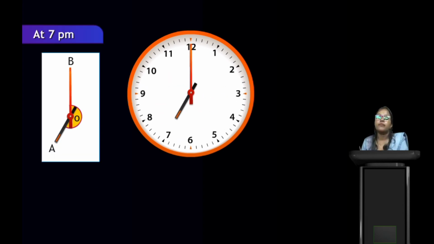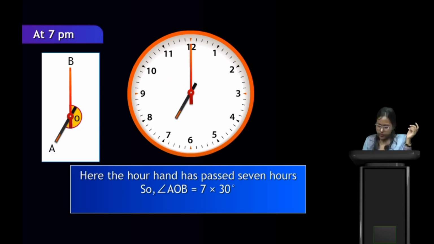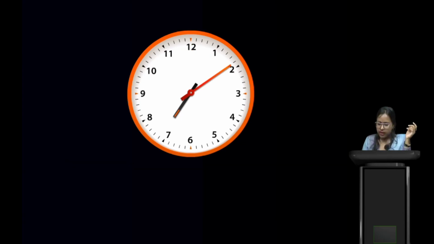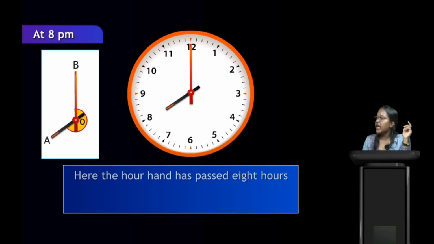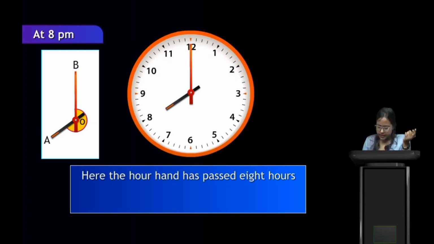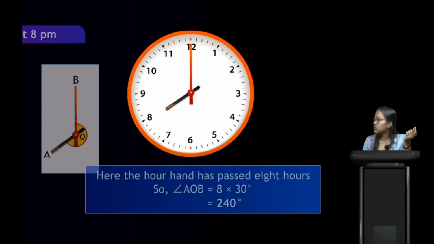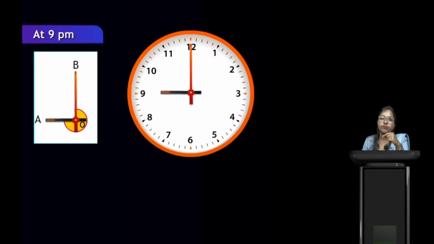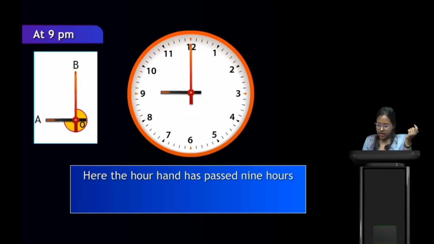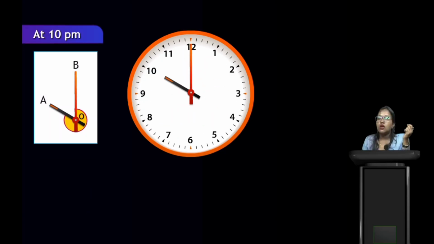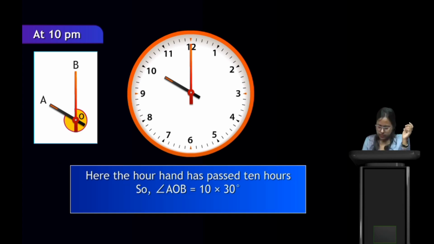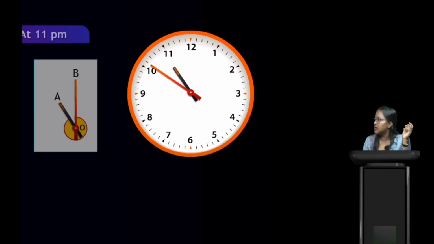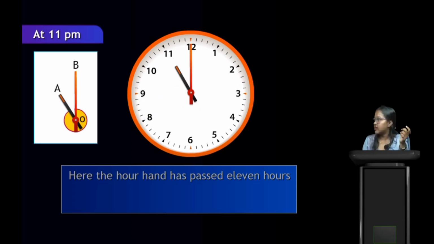Now when 7 p.m., how much angle it created at 7 p.m.? 7 into 30, that means 210. When it is 8 p.m., that time how much angle it created? 8 into 30, that means 240 degree. Now when it is 9 p.m., how much angle it created at center? Again 9 into 30, that means 270 degree. Again, now when it is 10 p.m., how much angle it created? 10 into 30, that means 300 degree.